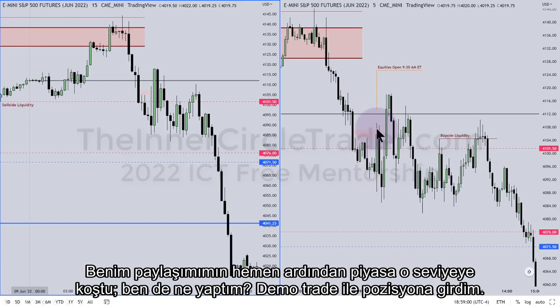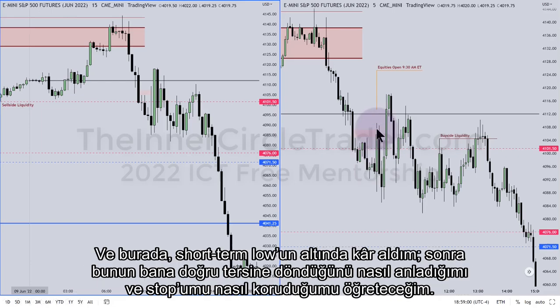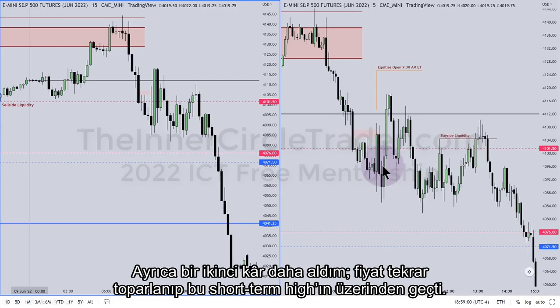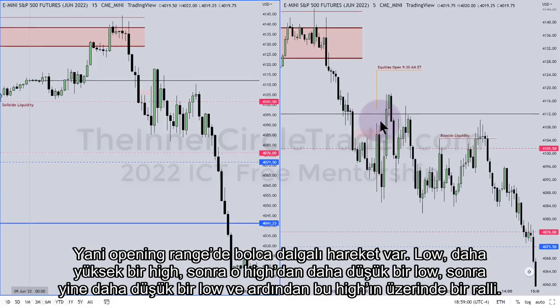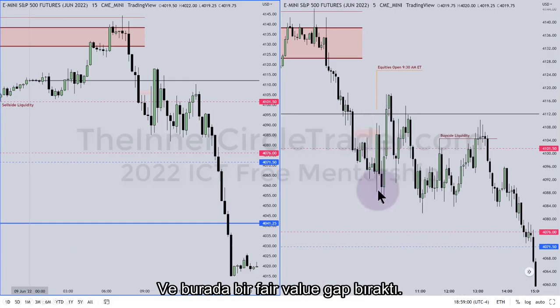I engaged that with a demo trade. I entered it and I took profits below that short-term low here. And then I'll teach you how I knew this was reversing on me and saved my stop, and also took a second partial off. It rallied up once more, blowing out that short-term high. So we have a lot of chop in the initial opening range. Low, higher high than that high, lower low than that low, lower low again, then rallied through this high and left this fair value gap.